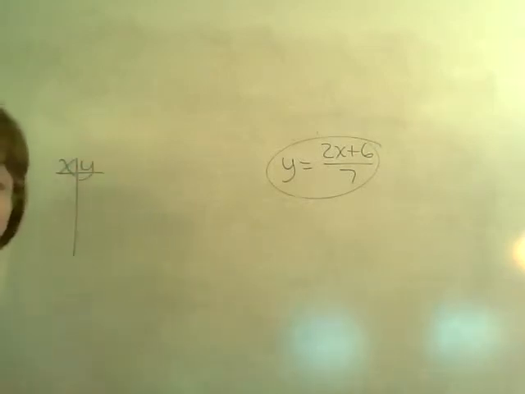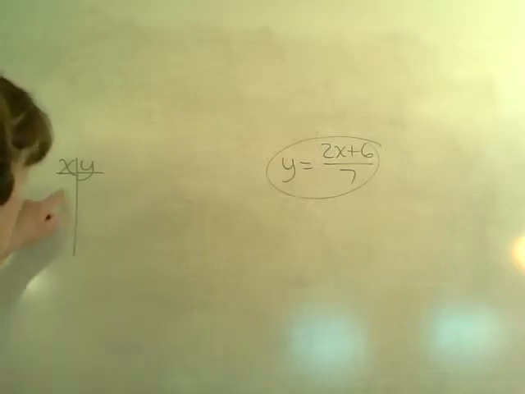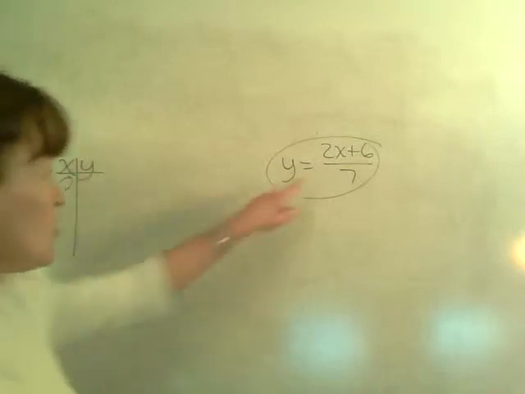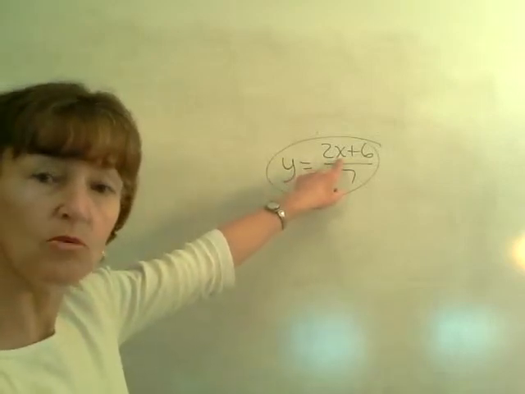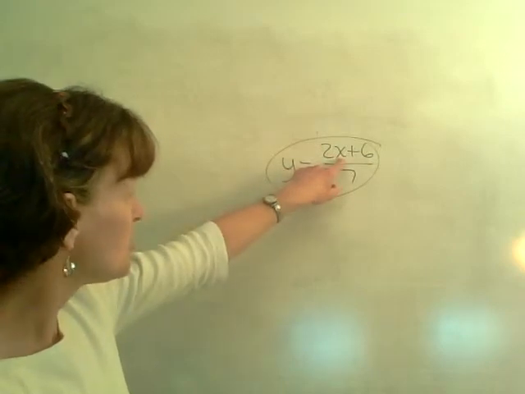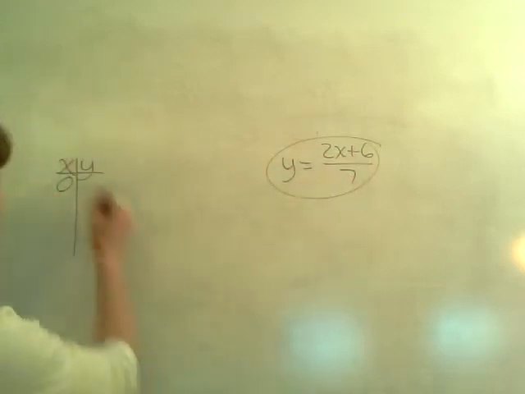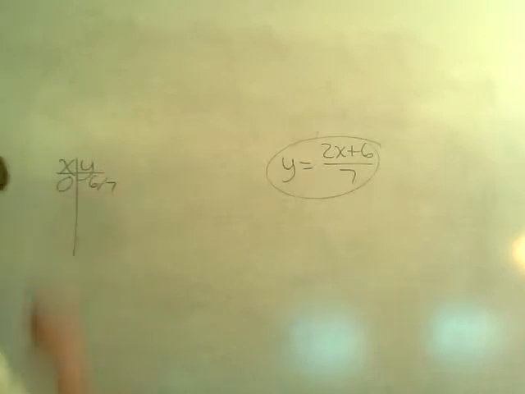So I'm going to make a table of points. Now, I get to pick any number I want for x and see what y is. All right, 0 is always a good number to pick. So I'm going to put 0 in for x and see what y equals. 2 times 0 is 0, plus 6 is 6. So 6 over 7. So y is 6/7.